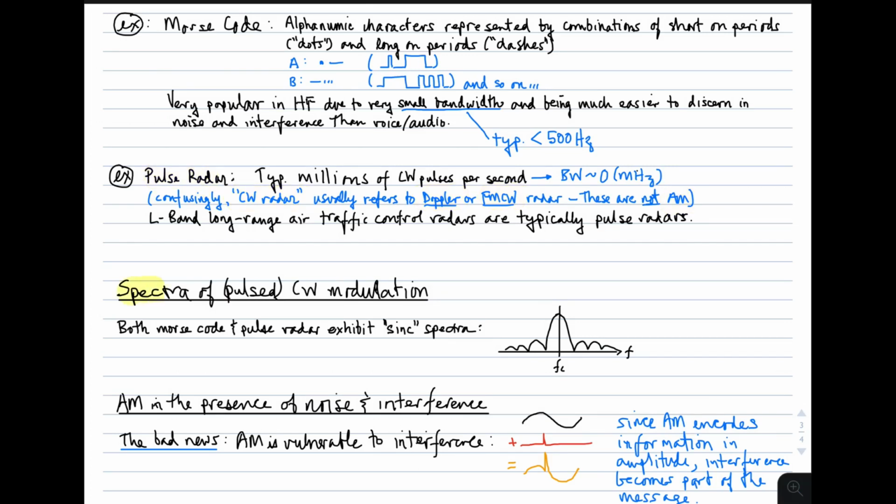In either case, the spectrum of CW modulation, that is the pulsed type of CW modulation, is of the sinc variety, that is having this shape here consisting of a main lobe and side lobes. This is a property that you see in any form of modulation in which the underlying modulation consists of things turning on and off. So when things turn on and off, you get something that looks like sinc. And so that's what we see for Morse code, where this main lobe is just a few tens of hertz wide. And we also see it in pulse radar, where that main lobe is on the order of megahertz wide.